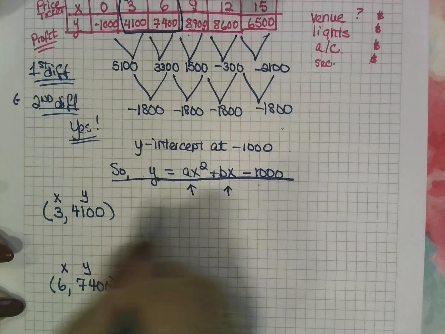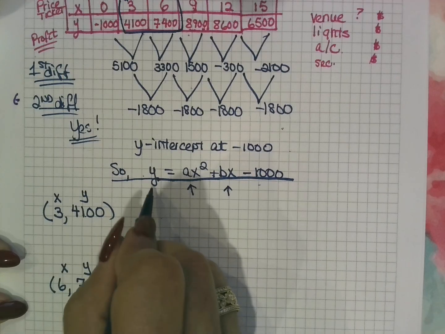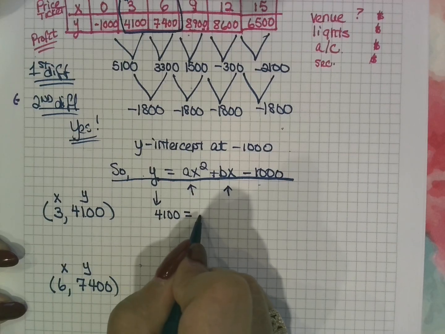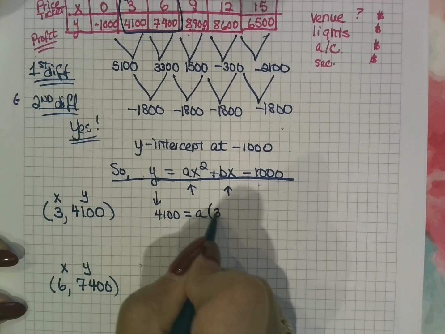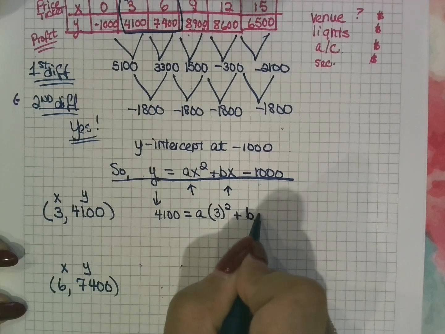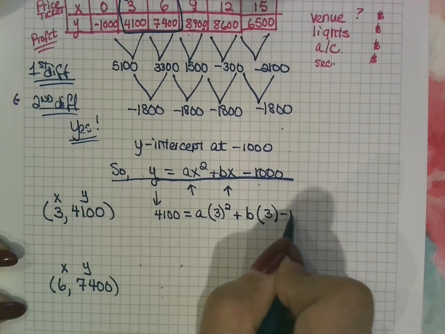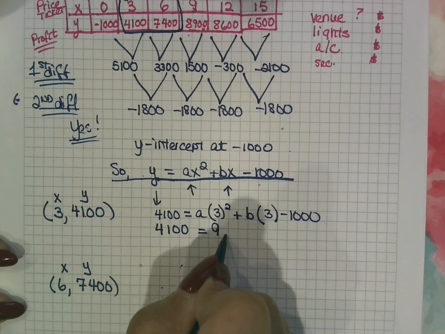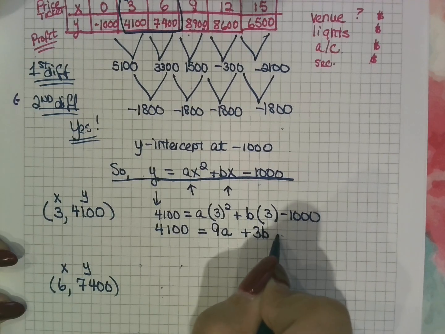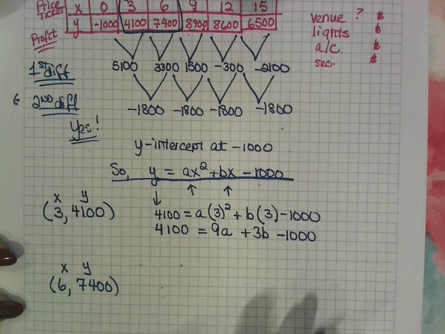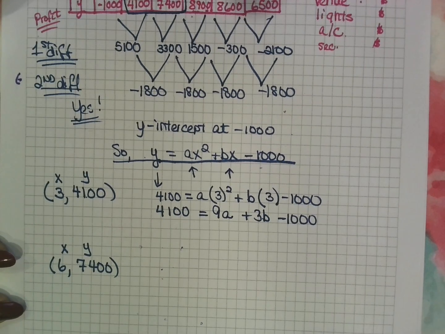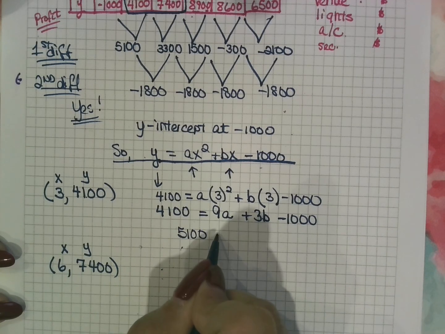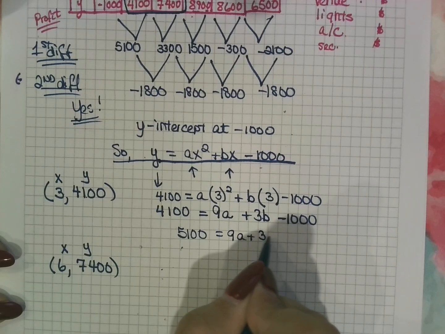So I'm going to rewrite this with these values. So instead of y, I'm going to put 4100. We don't know what a is, but we know x is 3, so this is 3 squared. We don't know what b is, but we know x is 3. So this is 4100 equals 9a plus 3b minus 1000. We're going to add 1000 to both sides, right? So this is going to be 5100 equals 9a plus 3b.